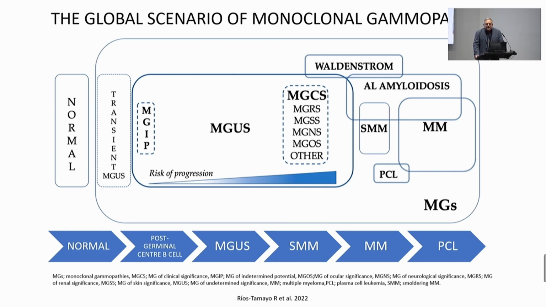Multiple myeloma is a devastating, heterogeneous, and very complex disease. The incidence in Spain is about 6 new cases per 100,000 inhabitants per year. Virtually all patients with multiple myeloma have previously presented a precursor disease, basically monoclonal gammopathy of uncertain significance, MGUS, or a smoldering multiple myeloma.